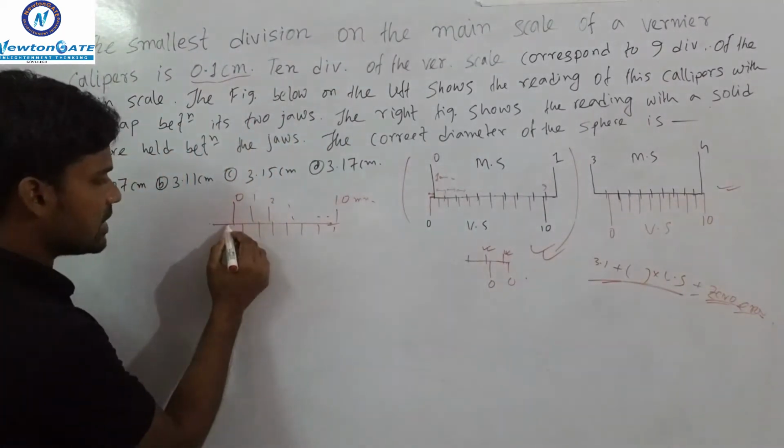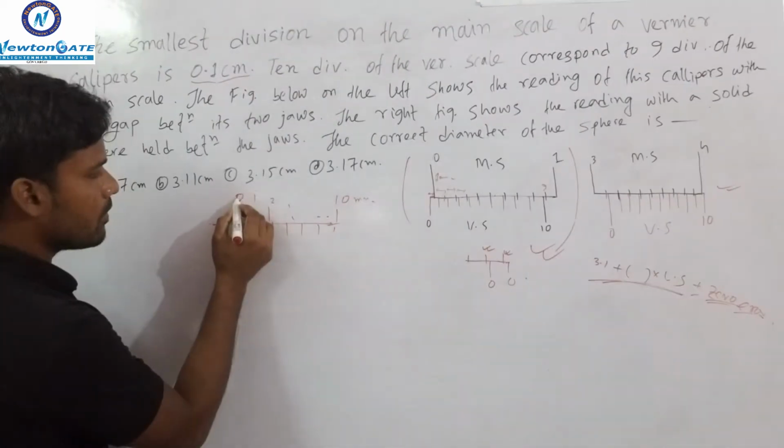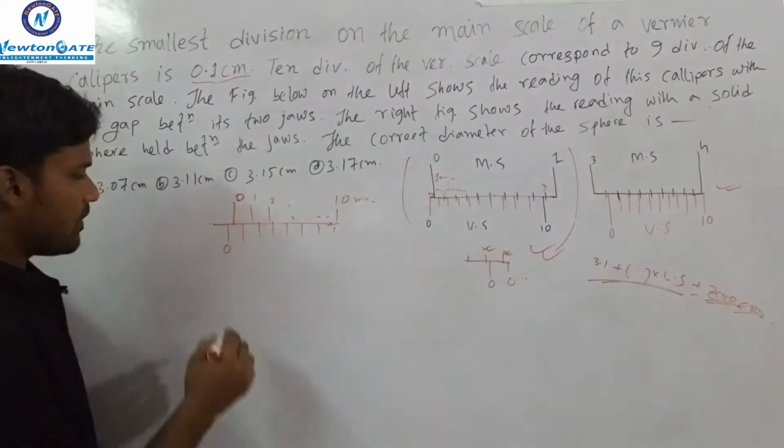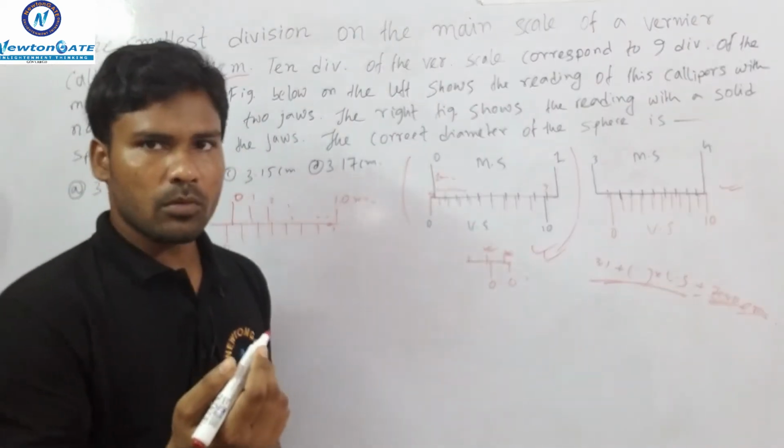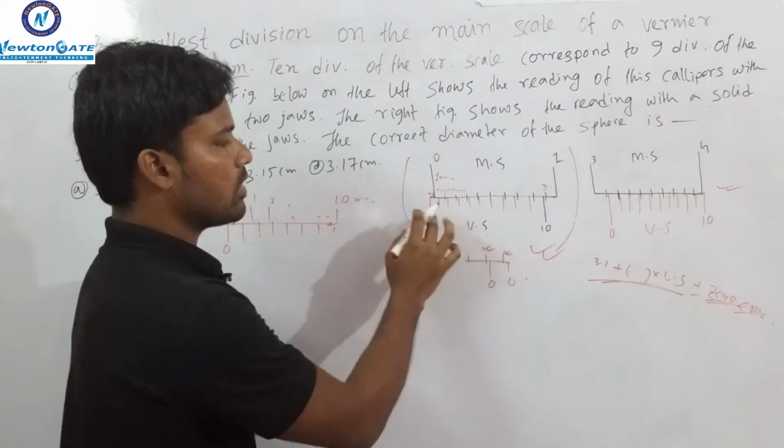That means whenever the vernier scale 0 crosses some reading in the main scale, that should be the main scale reading. Here the vernier scale 0 doesn't cross the main scale 0 also. That means what should be the main scale value in this data?